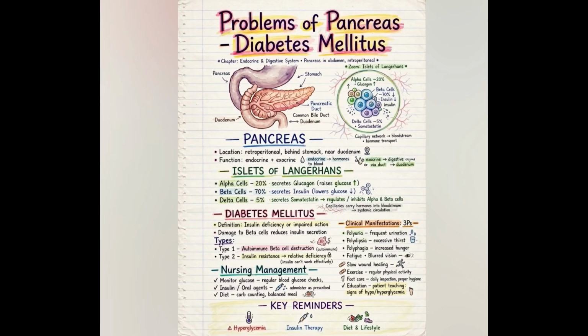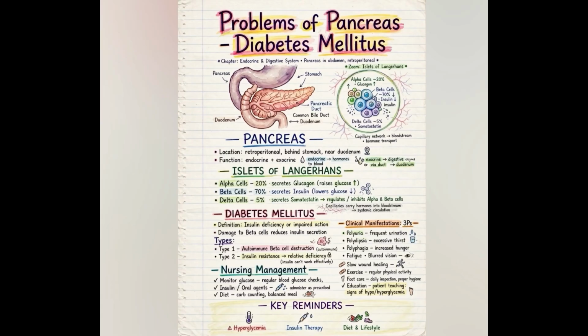First, where does the problem start? The problem starts in our pancreas gland. The pancreas is located behind the stomach in an area called the retroperitoneal area. The pancreas has two main functions. First is exocrine function. It produces digestive enzymes to help with digestion. Second is endocrine function. It produces hormones through special cells called islets of Langerhans.